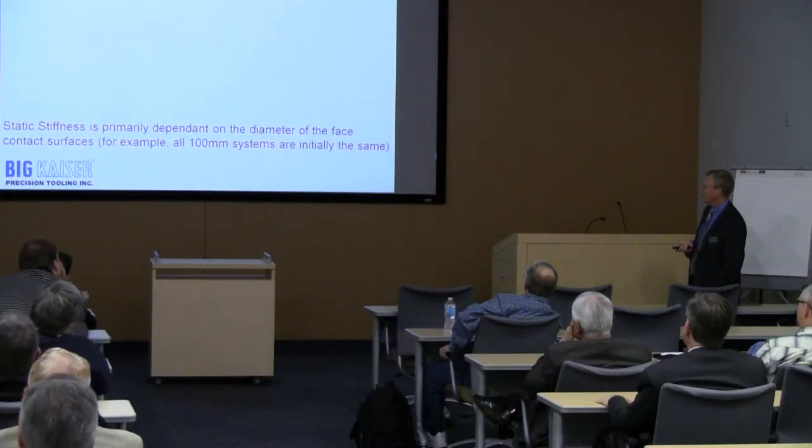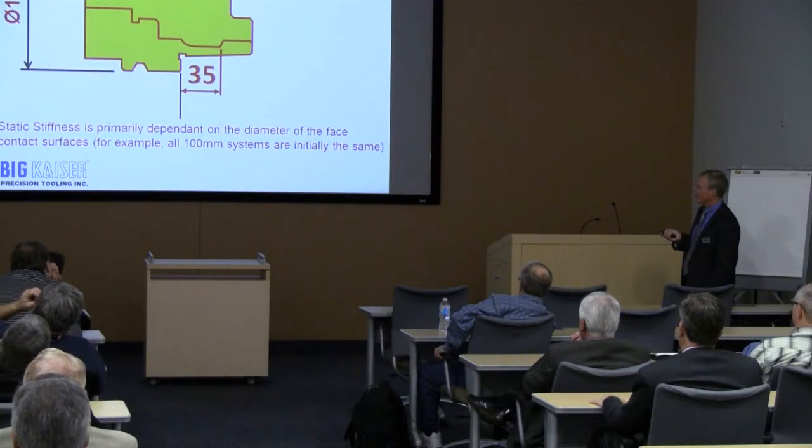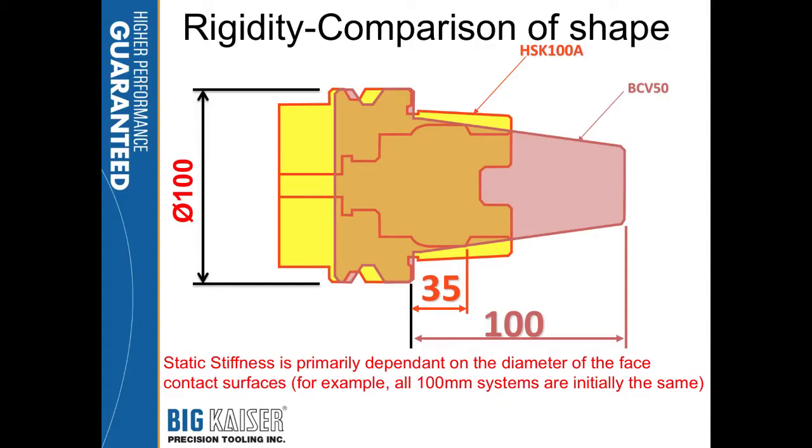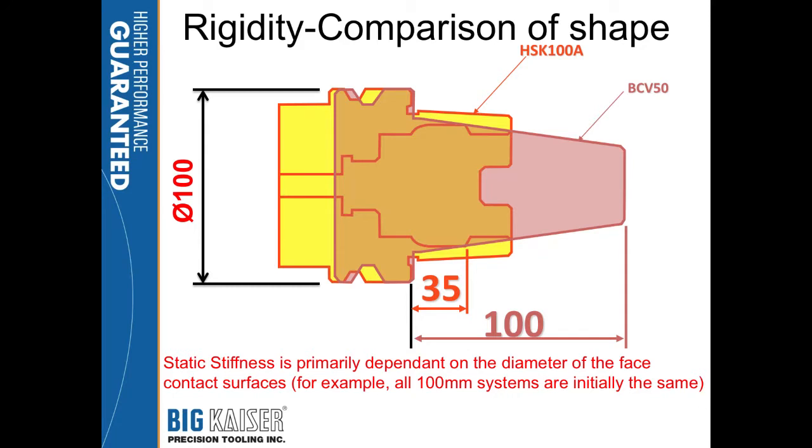Let's compare them by shape again. If I look at a 100 millimeter, 4-inch diameter tool like HSK 100, the length of taper engagement is very short. The face contact areas are the same. But again, the taper contact is much wider. Static stiffness is primarily dependent on the diameter of the face for all systems, which is true natively. It's ultimately going to depend on the preload, how much force we put onto it as far as the rigidity.